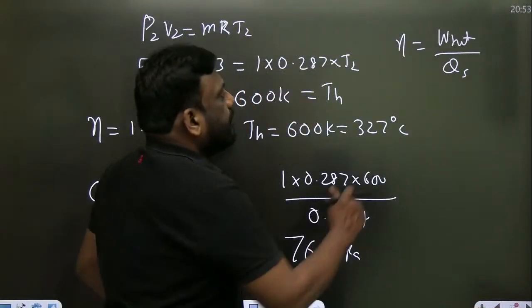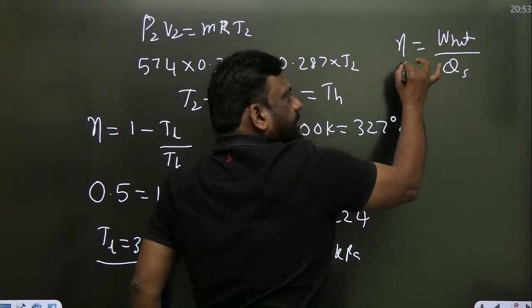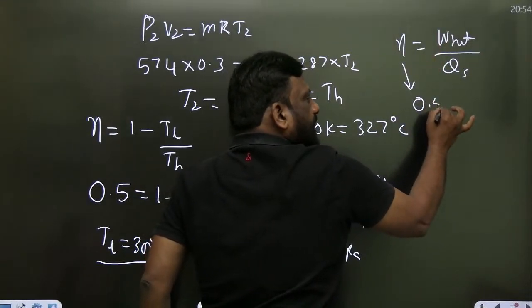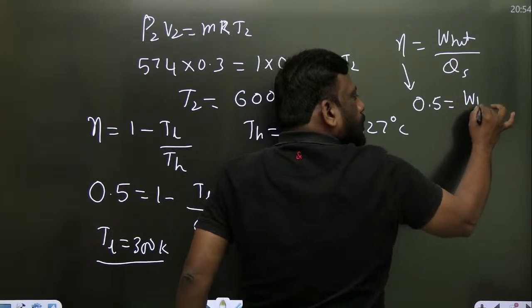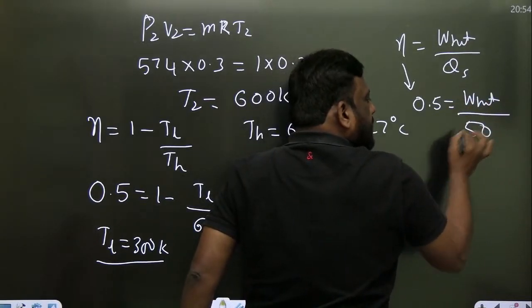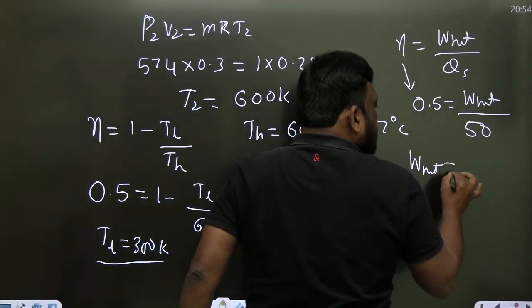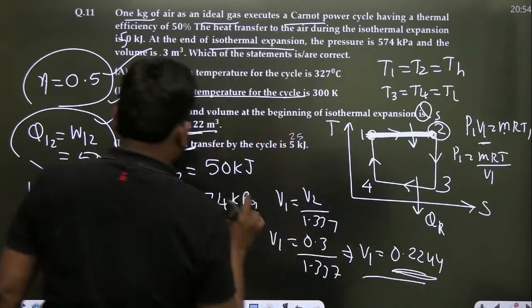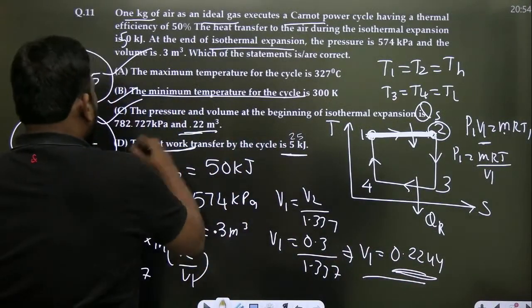So if you want net work, it will be calculated from efficiency. Efficiency is already 0.5, net work I do not know, and the heat supply is 50. So net work will come to 25 kilojoule. Here also it is 25, sir, this 25 is exactly 25. So all options are correct.